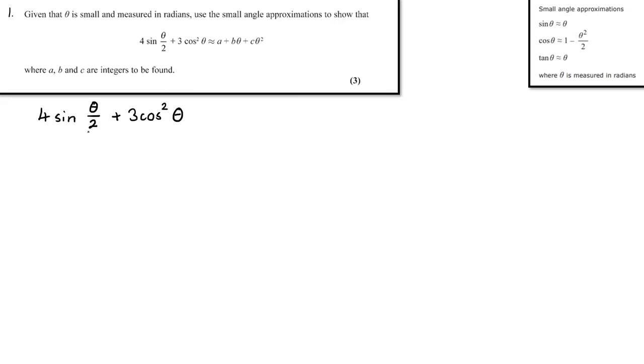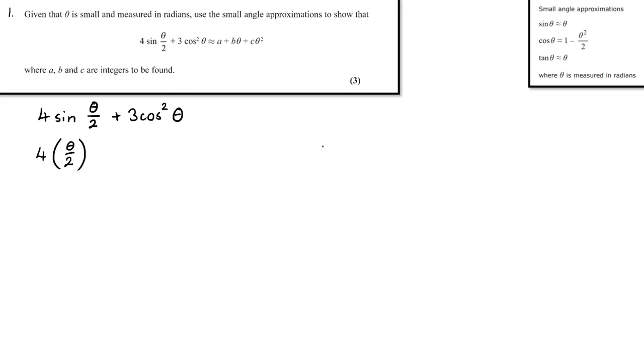Given that this is sine theta over 2, well, sine theta is approximately theta. So sine theta over 2 will be approximately theta over 2. So what we've got here is 4 lots of theta over 2. That's the first part. And now we have this 3 cos squared theta.